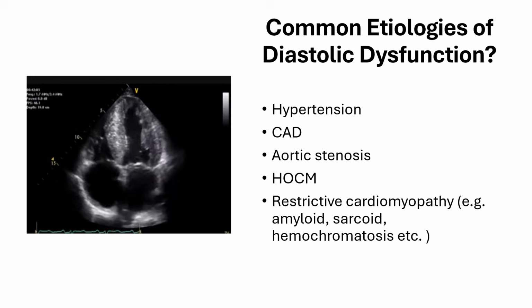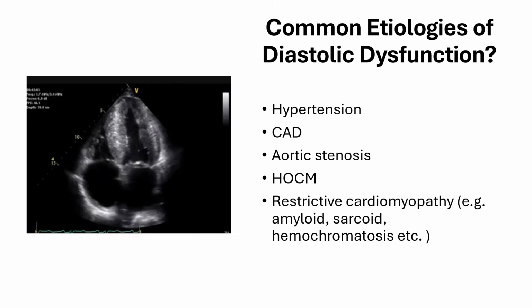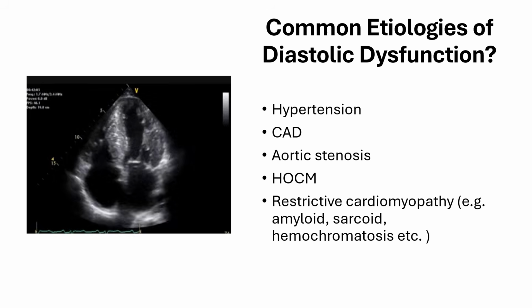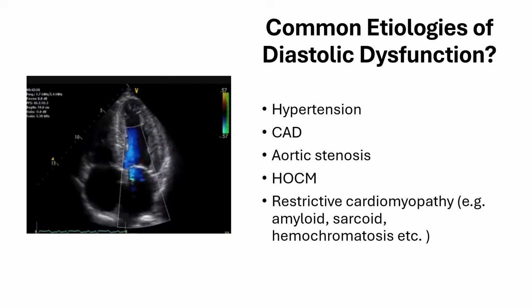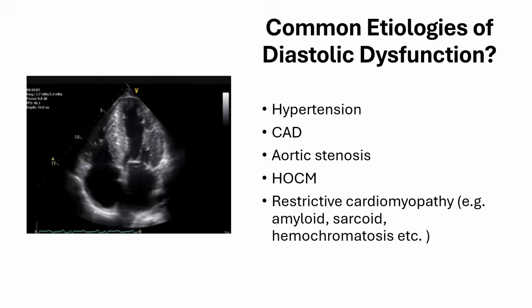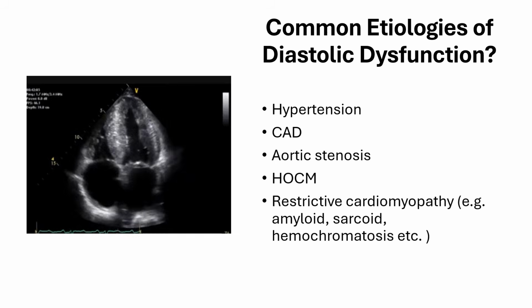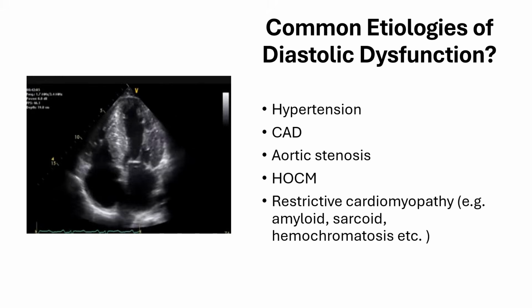So what are the common etiologies of diastolic dysfunction in the left ventricle? Hypertension, coronary artery disease, aortic stenosis, hypertrophic obstructive cardiomyopathy or HOCM, restrictive cardiomyopathy such as amyloid, sarcoid, and hemochromatosis, among many others. For example, here on the left, you see an apical 4-chamber view. In this particular image, the patient has significant diffuse left ventricular hypertrophy and very likely has some degree of diastolic dysfunction.